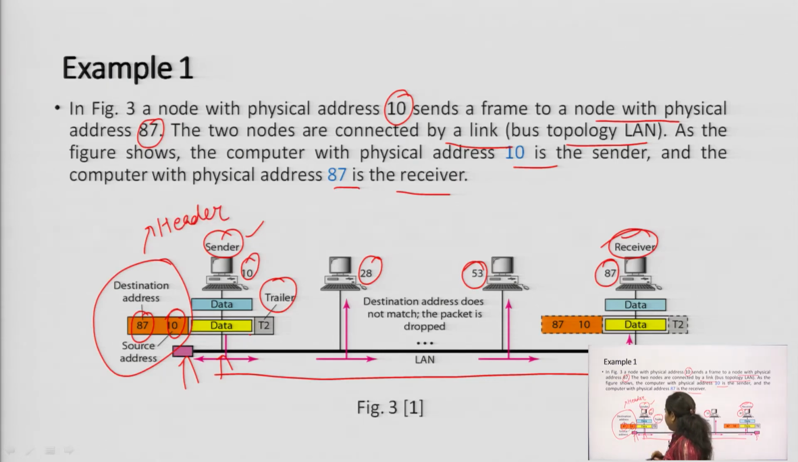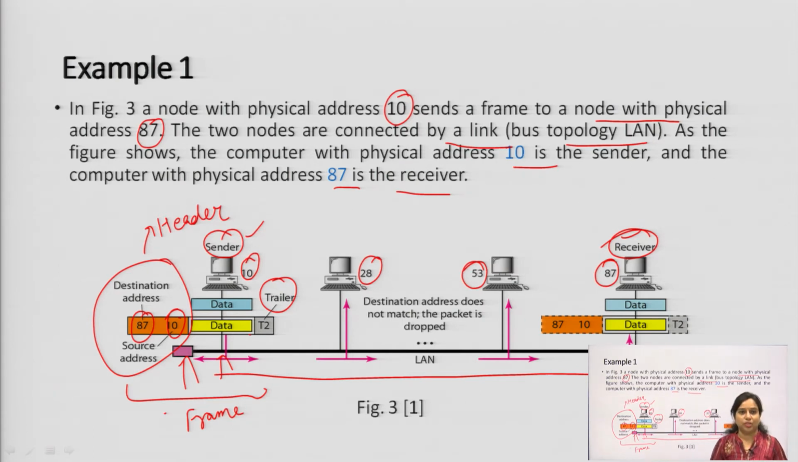So, in total, this is a kind of frame that has been formed, which consists of the header information and the trailing information. The frame consists of the header bits, the data and the trailer bits, and then it will be transmitted towards the receiver side. This is the data which is going to transmit the information.